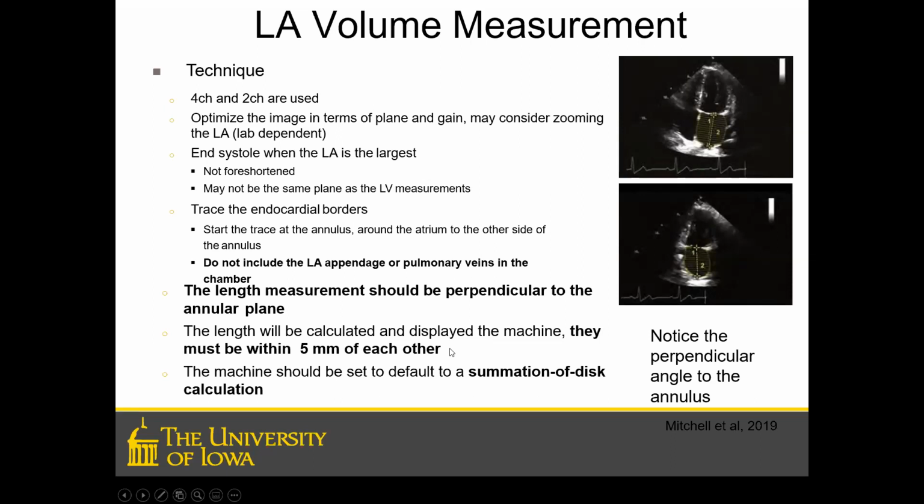And the length on the 4 and the 2 should be within 5 millimeters of each other. That way, you know that you have optimized the length or the plane in each of those views. Some equipment will be set up that it will not give you a biplanar calculation if they're not within 5 millimeters. And then again, we should use summation of disk, not area length.